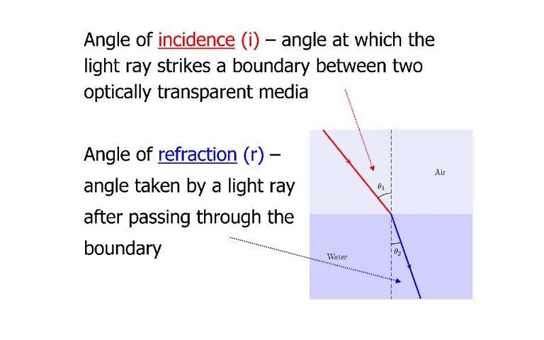Okay, so let's define terms. The angle of incidence is the angle at which the light ray strikes a boundary between two optically transparent media. So first medium, air, second medium, water, boundary between them: the angle at which the light ray strikes the boundary, that's the angle of incidence. The angle of refraction is the angle taken by the light ray after it passes through the boundary. So it hits the boundary, passes through, changes its angle, and there's the new angle. That's the angle of refraction. Pretty simple, pretty straightforward. We'll move on to the next slide.